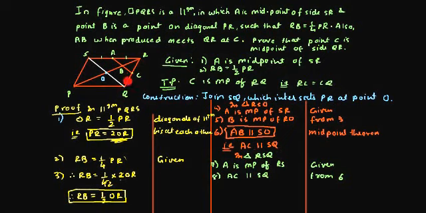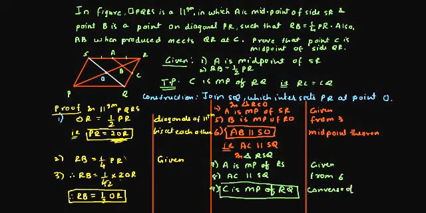So we can say that C is midpoint of RQ. We can definitely say that C is midpoint of RQ. Reason, converse of midpoint theorem. Converse of midpoint theorem क्या कहता है? It says that a segment or a line which passes through midpoint of one side, which is parallel to another side, will definitely bisect the third side. तो ये इसे bisect करता है at point C. So C is midpoint of QR. That is what we want to prove. Thank you.